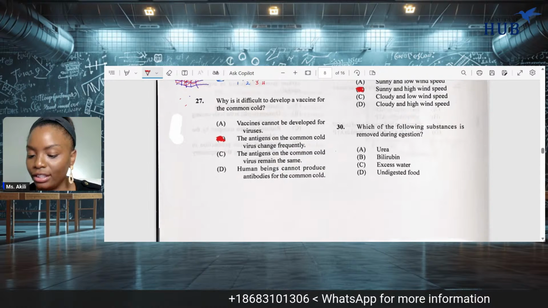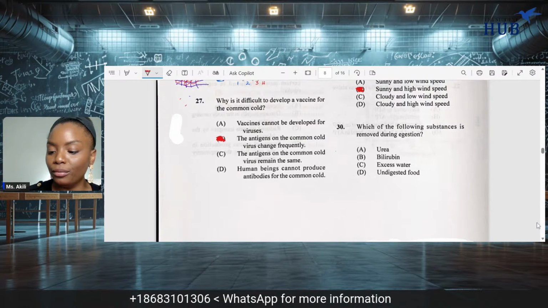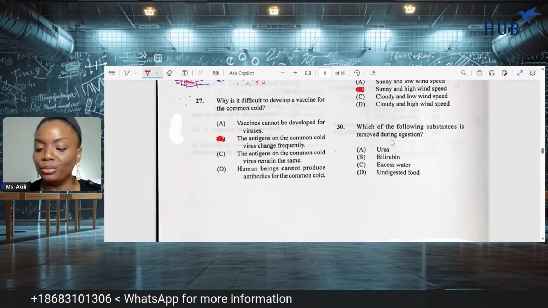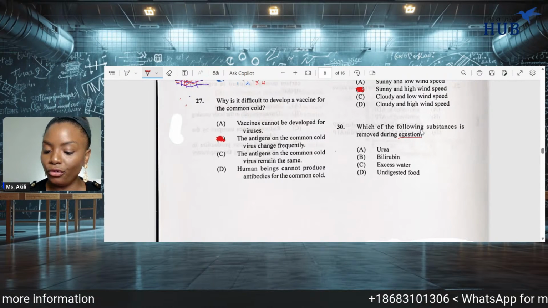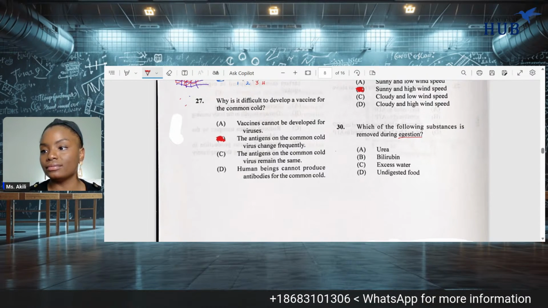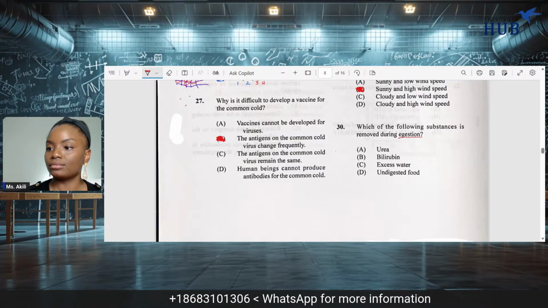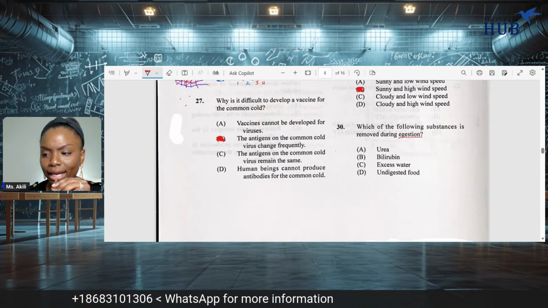Coming on to 30. Which of the following substances is removed during egestion? Egestion. Which one is removed during egestion? Judy, you meant to say 29?